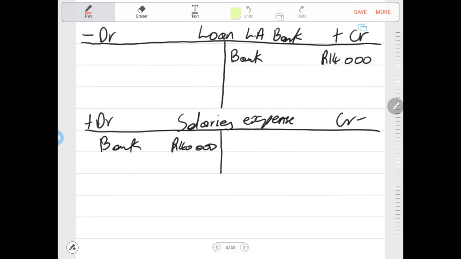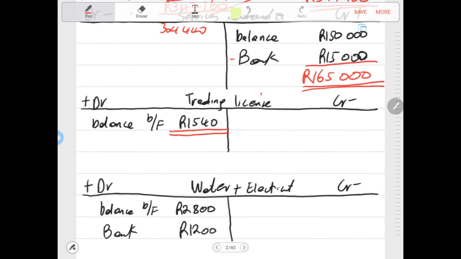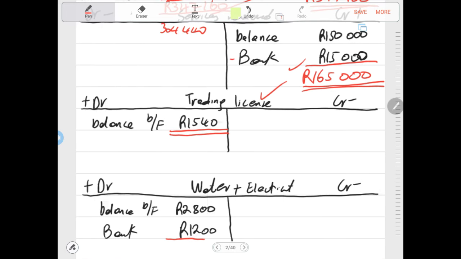1,540. Then we go to another one. Another one that we have, this one is done. We go to water and electricity. The bigger side of water and electricity is the debit side.